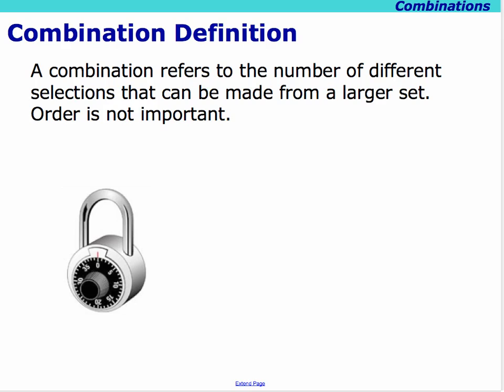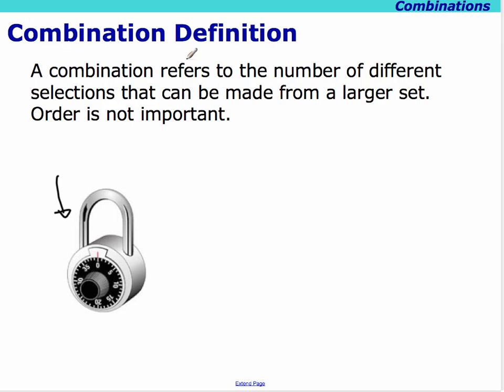One example of that that's sort of funny: this thing here, typically we call a combination lock. But actually, with a combination lock, order is important. So maybe we should call it a permutation lock.